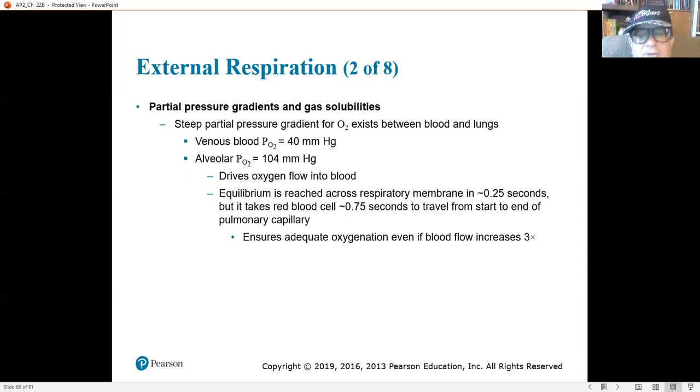So equilibrium is reached across the respiratory membrane in 0.25 seconds, but it takes the red blood cells 0.75 seconds to travel from the start to the end of the capillary. That's just a way of doing backup. It ensures that we get enough oxygen, even if the blood flow is increased.